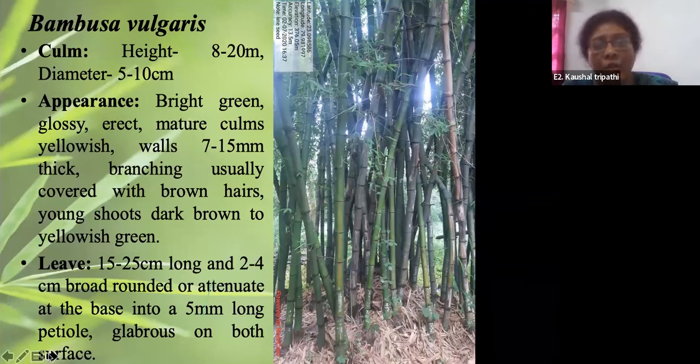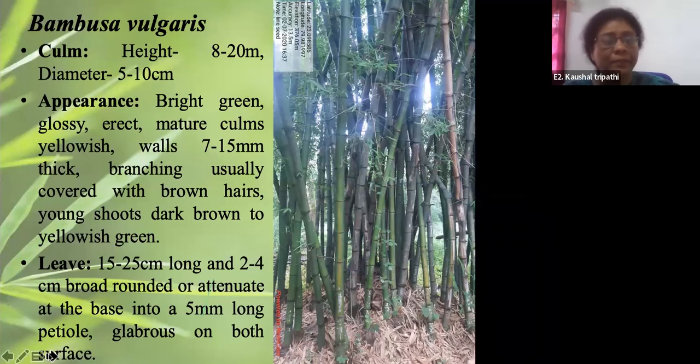Culm height is 8 to 20 meter, diameter is 5 to 10 centimeter. Appearance: it is bright green, glossy, erect, mature culms yellowish. Walls are 5 to 15 mm thick, branching, usually covered with brown hair. Young shoots dark brown to yellowish green. The leaves are 15 to 25 centimeter long and 2 to 4 centimeter broad, rounded at the base into 5 mm long petiole. Glabrous on both sides.